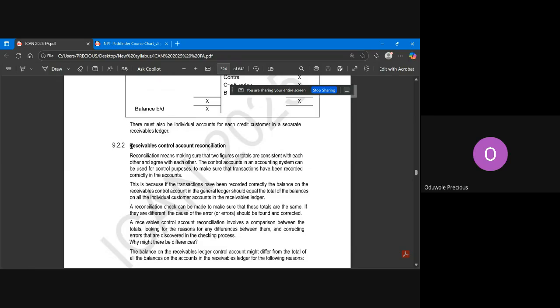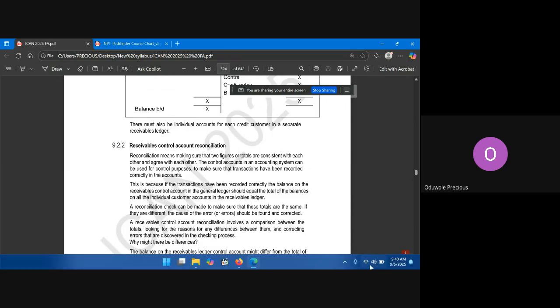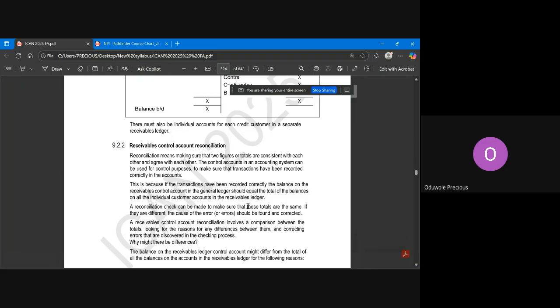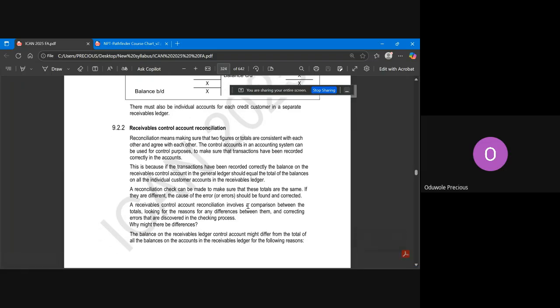Now the last thing on that receivable control account is how you account for the reconciliation. When does the reconciliation occur? It occurs when there is inconsistency or discrepancy between the amount you get in the control account at the end of the day and the amount in the ledger.